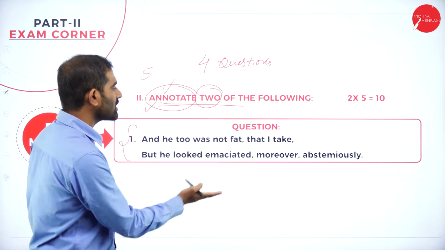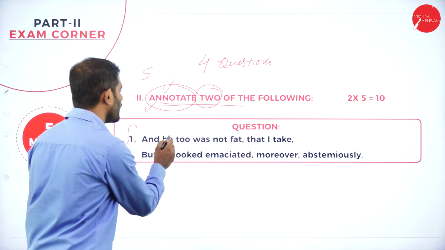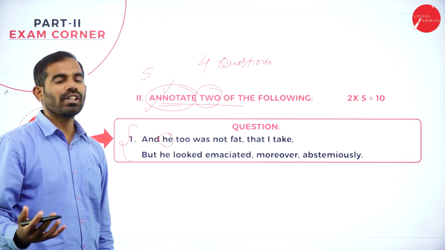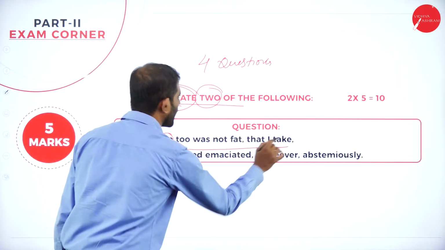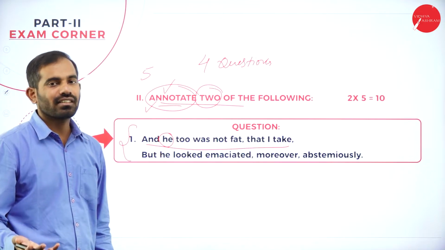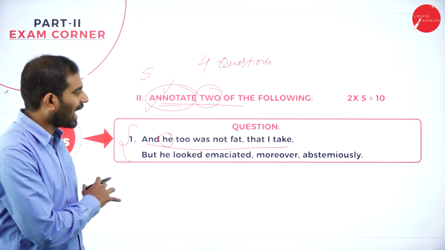Now, how do you write? Let us just go back to this slide. "And he too was not fat", in the sense, who is here? Now, we have to talk about each and every word if possible, or else let us take individual lines to talk about or to describe in full. Now, "he too was not fat, that I take."